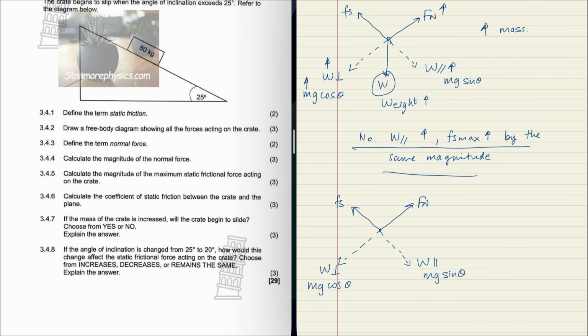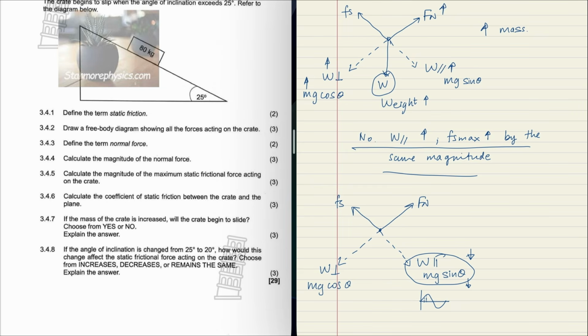So if we are decreasing the angle, what effect is that going to have on W parallel? Let's take a look. A sine theta graph looks like this. If I decrease the angle, say I'm going from there to there, sine theta gets lower. So if sine theta gets lower, it means that this whole value will get lower, right? So they want to know, how will this change affect the static friction?